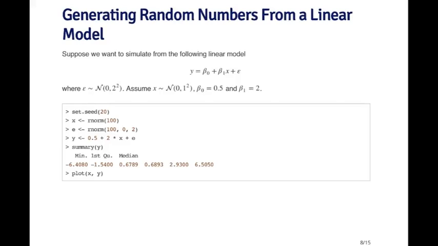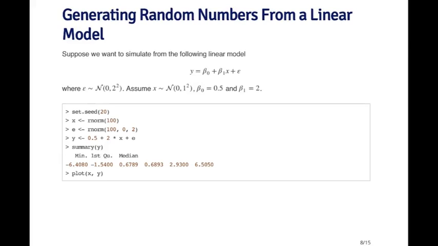Now, we've talked about how to simulate random numbers from simple probability distributions, but the question now is, what if you want to simulate data from a model? So, for example, a linear model. I've got a very simple linear model here. It has a single predictor x, and it's going to have random noise, which I call epsilon, that has a normal distribution with standard deviation 2.